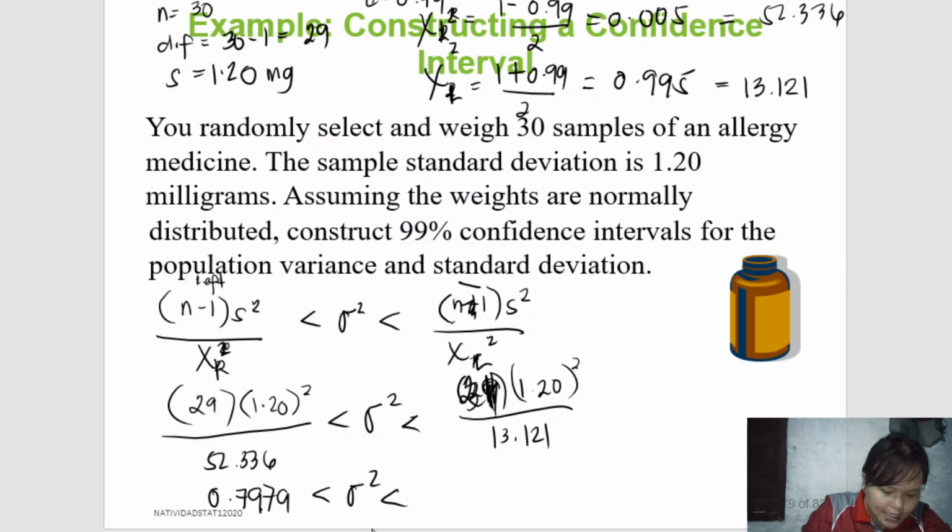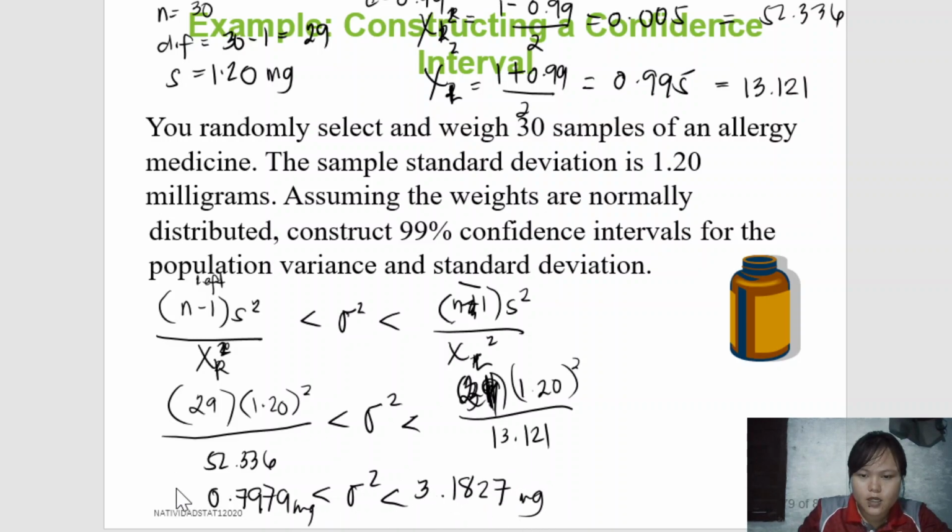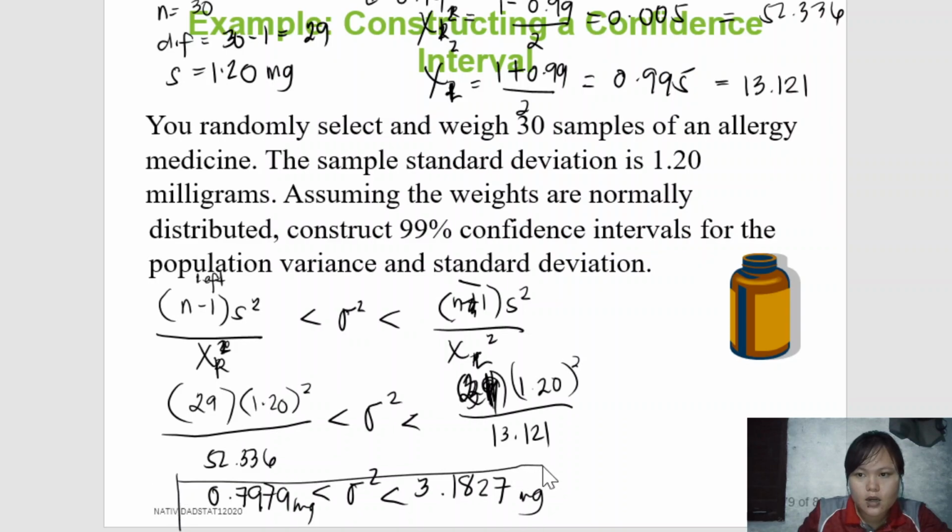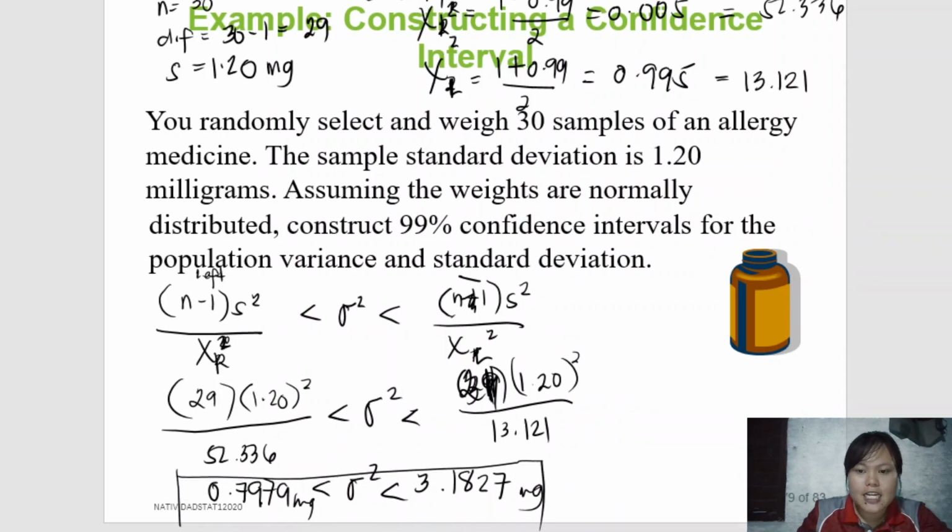Then we just change the denominator to 13.121, which gives 3.1827. Okay, so this is in milligrams as well. So this is your variance interval.